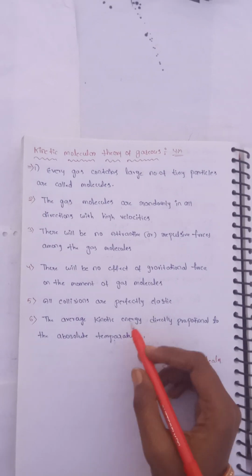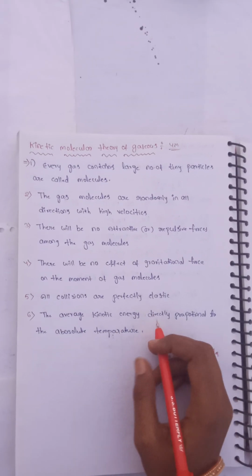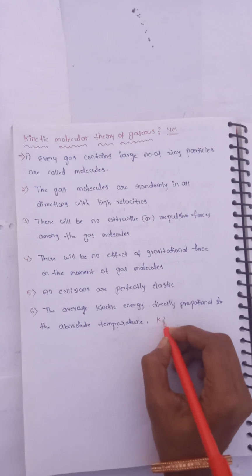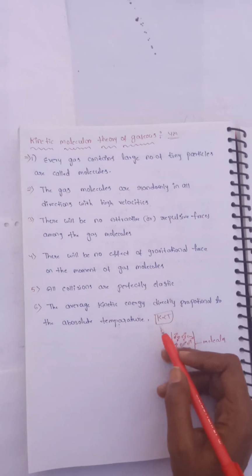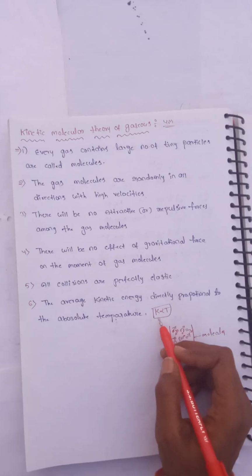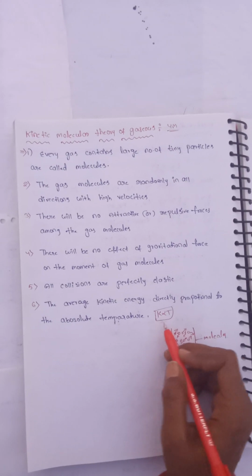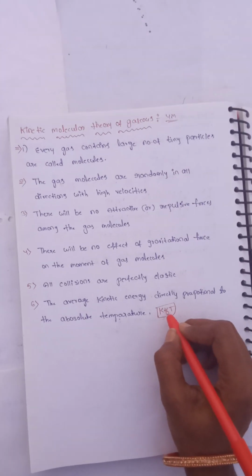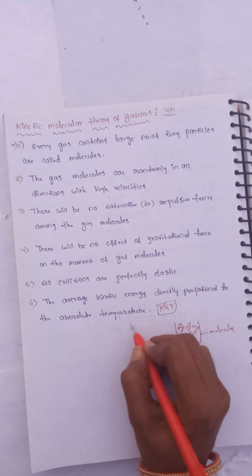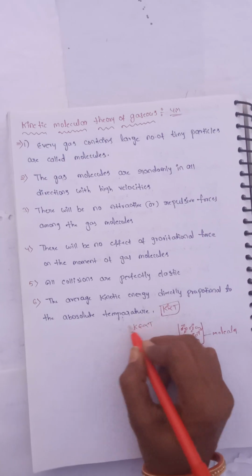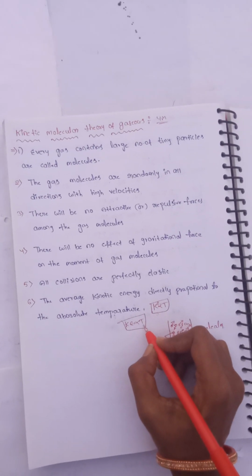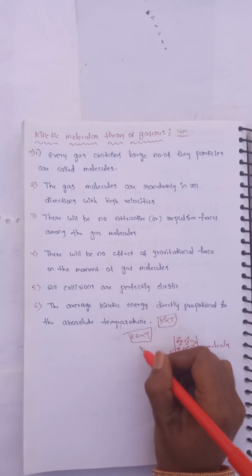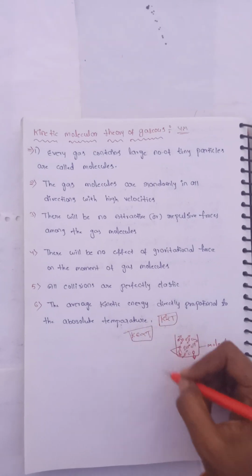So the average kinetic energy is directly proportional to the absolute temperature. That means KE is directly proportional to T. So when the absolute temperature increases, the kinetic energy also increases. When the absolute temperature decreases, the kinetic energy also decreases.